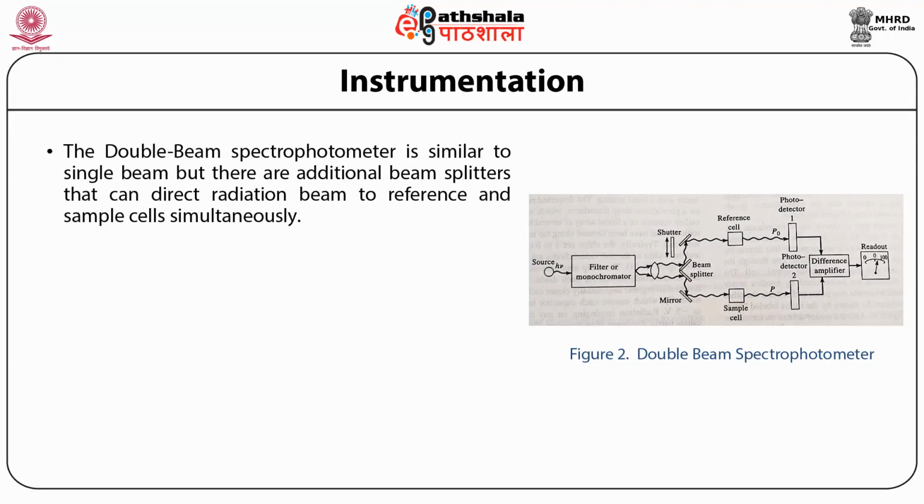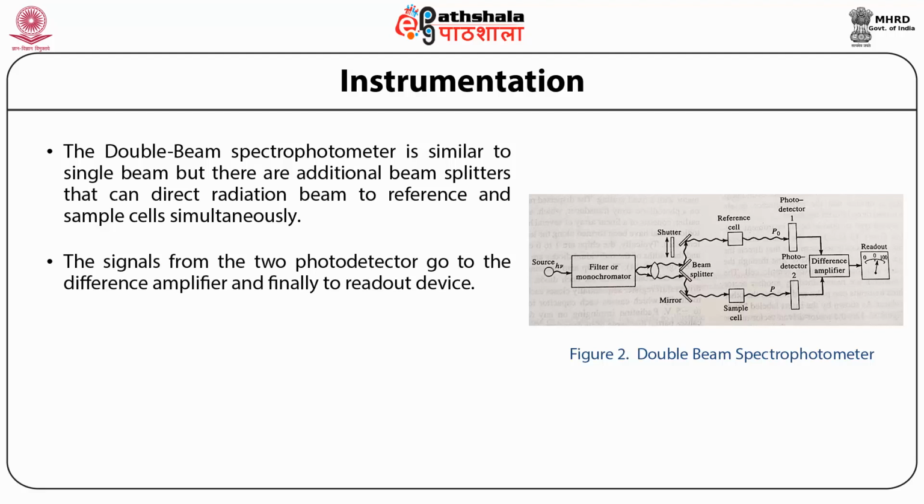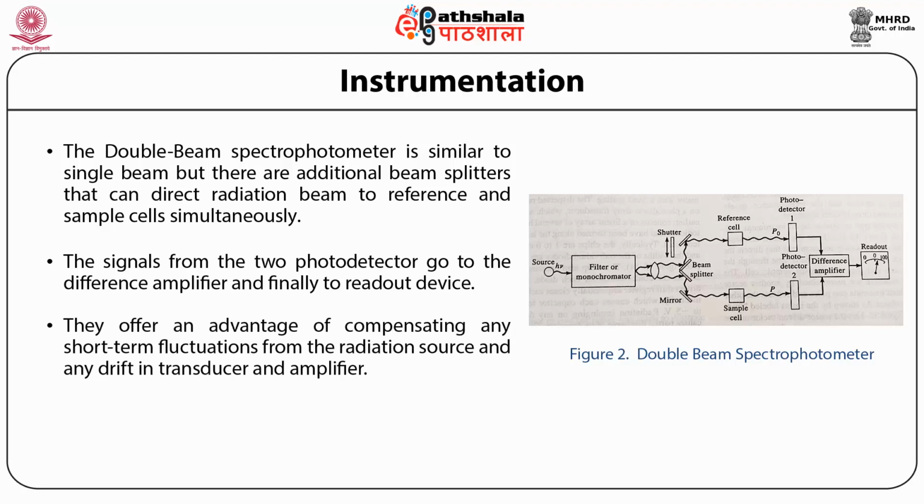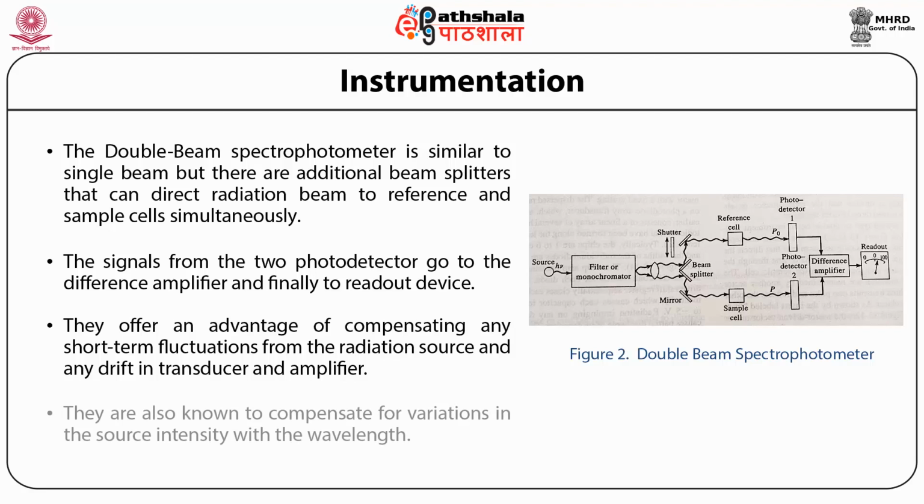The double beam spectrophotometer is similar to the single beam, but there are additional beam splitters that can direct radiation to the reference and the sample cells simultaneously. This can be observed in figure 2. The signals from the two photodetectors go to the difference amplifier and finally to the readout device. They offer the advantage of compensating for any short-term fluctuations from the radiation source and any drift in the transducer and amplifier. They are also known to compensate for variations in the source intensity with the wavelength.